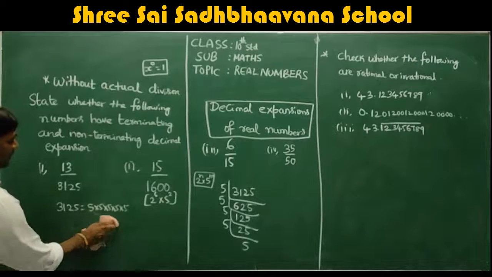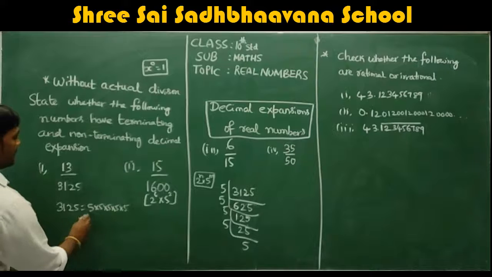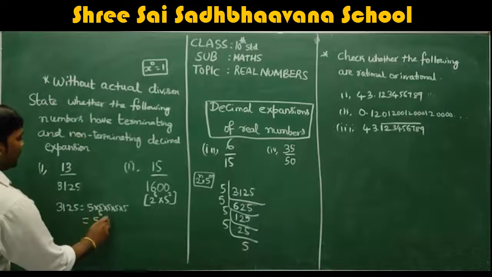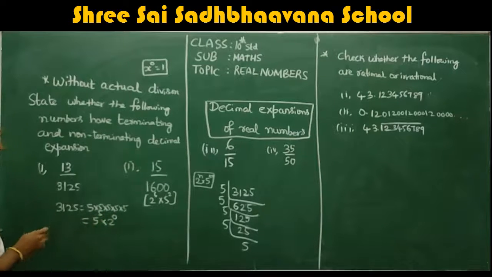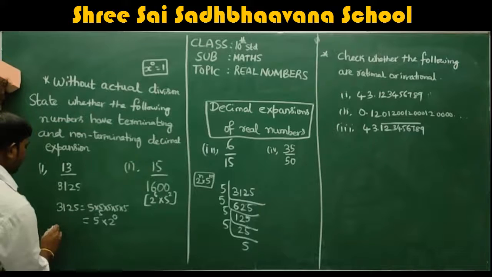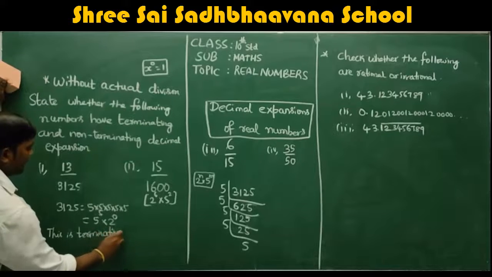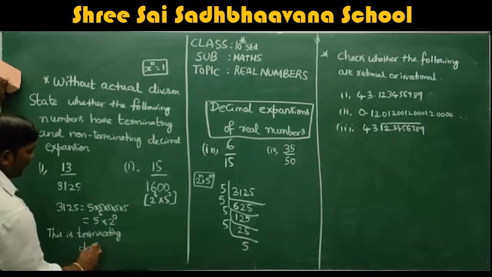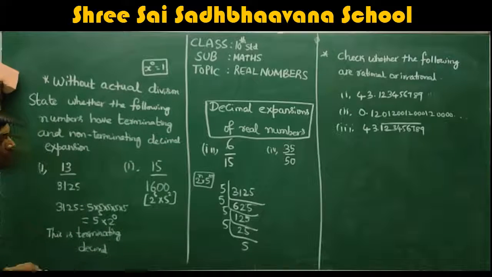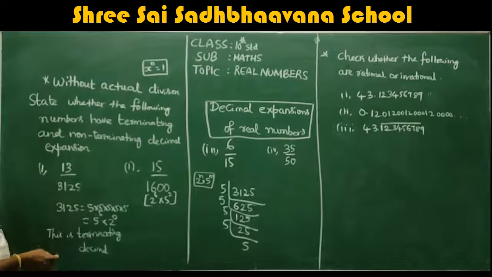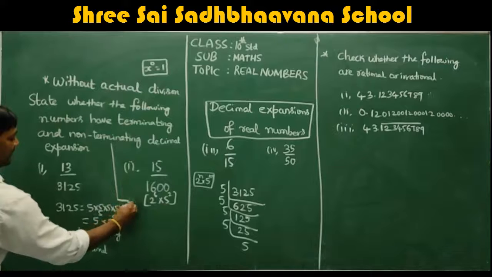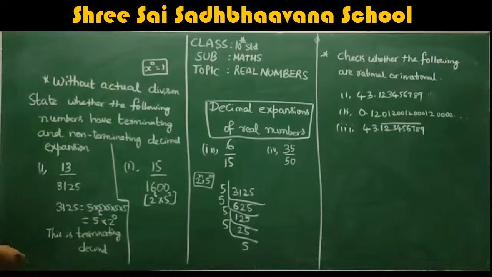This can also be written as 5 power 5 into 2 power 0. Correct? So what kind of decimal is this? This is a terminating decimal. If you are able to write the denominator in the form of 2 power n into 5 power m, then we can say that the decimal is a terminating decimal.